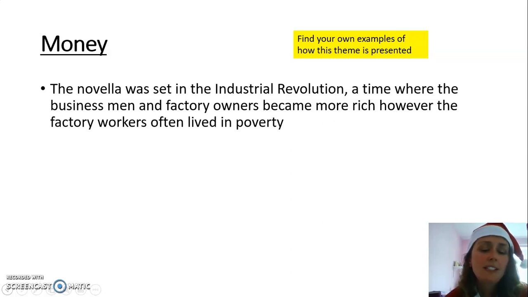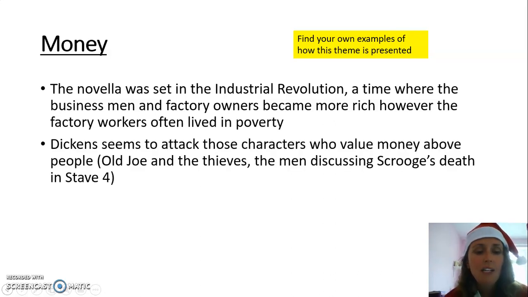Right, so the first one then is, don't forget that this was set in the Industrial Revolution. So this is when the businessmen and the factory owners became more rich, but the factory workers and those that were helping them earn the money often lived in poverty. So we see that mostly through the Cratchit family.